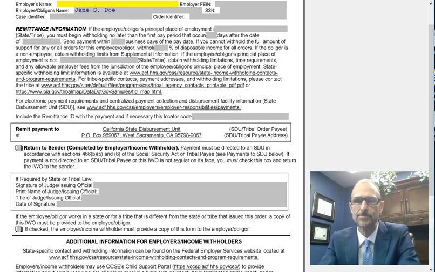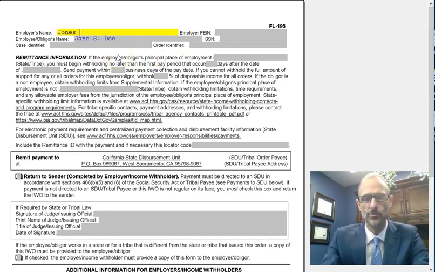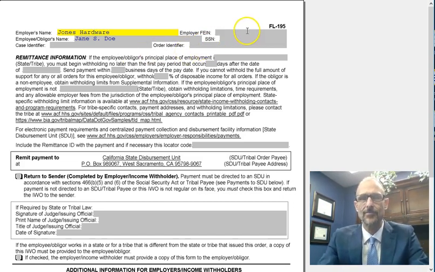All right, next page, page 2. Again, at the top, you're going to put the employer's name. We had Jones Hardware. And you're not likely to know their FEIN number, so skip over that. Then you've got the obligor's name, the employee's name. That's the person that's paying the support.